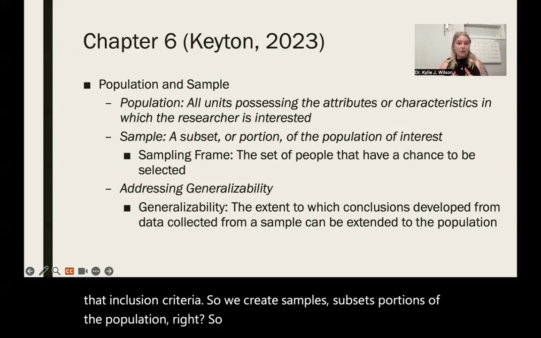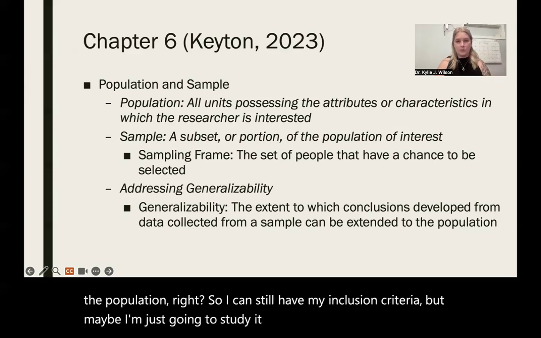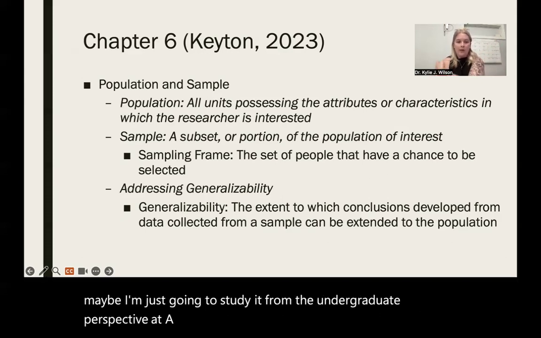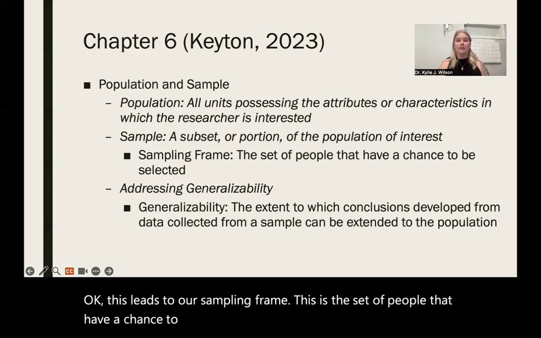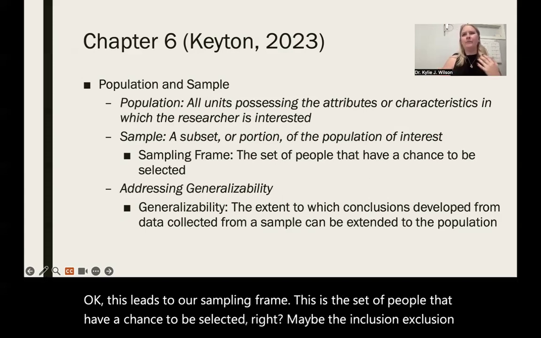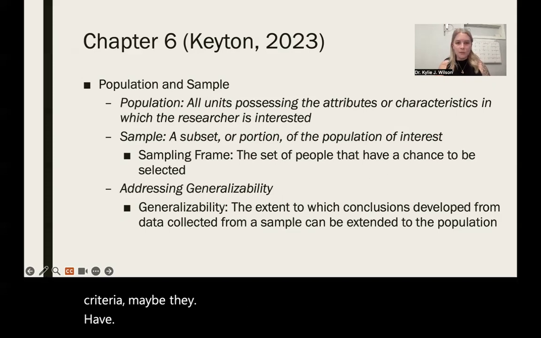So I can still have my inclusion criteria, but maybe I'm just going to study it from the undergraduate perspective at a university, okay? This leads to our sampling frame. This is the set of people that have a chance to be selected, right? They meet the inclusion, exclusion criteria. Maybe they have experience with your topic or they don't, whatever you're looking for.